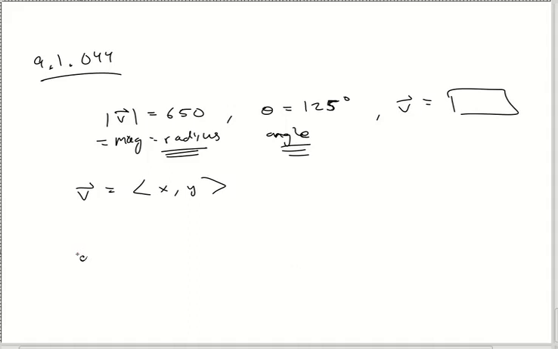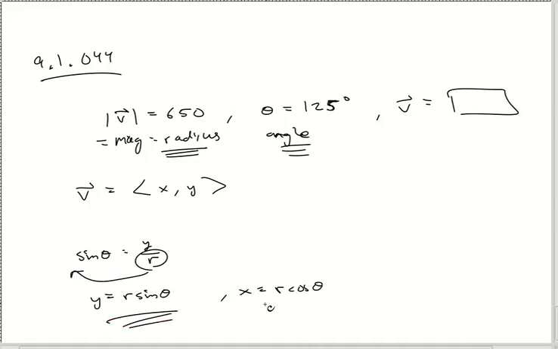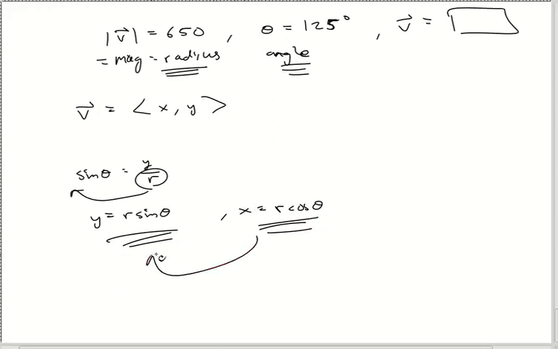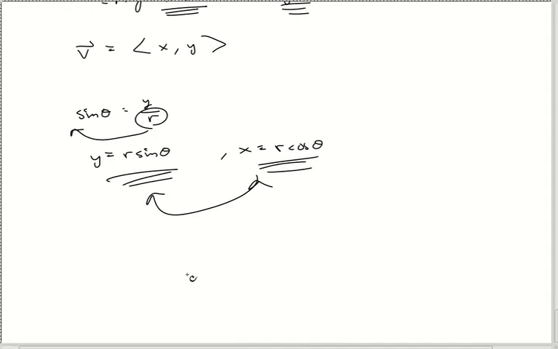Let me remind you that sine theta is equal to y over r, right? To solve for y, I'm going to move the r over, so y is equal to r sine theta. Same thing with x: x is r cosine theta. These are super important formulas here. Now, I've swapped them, unfortunately. Sorry, so x and then y.